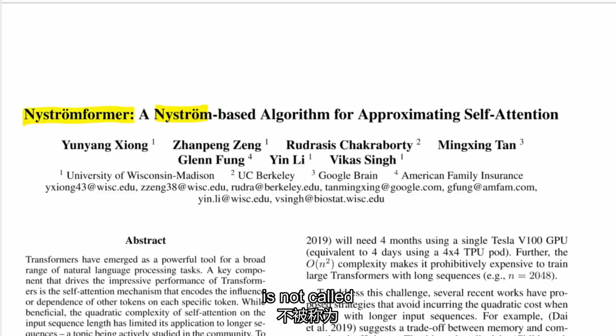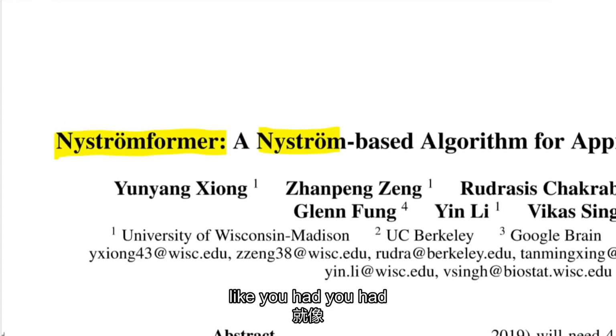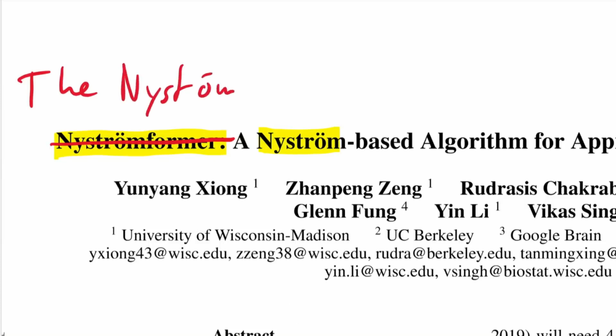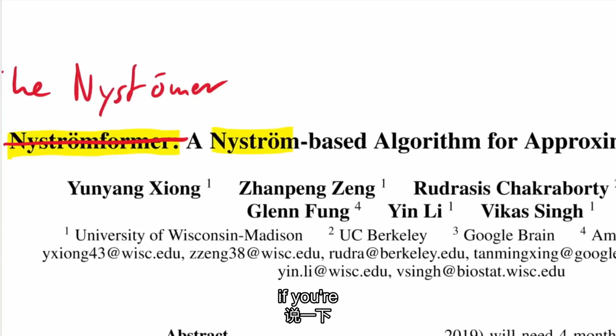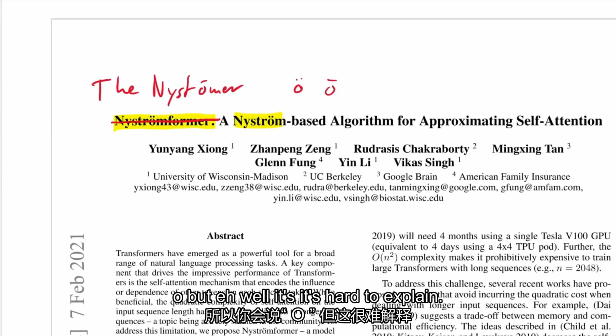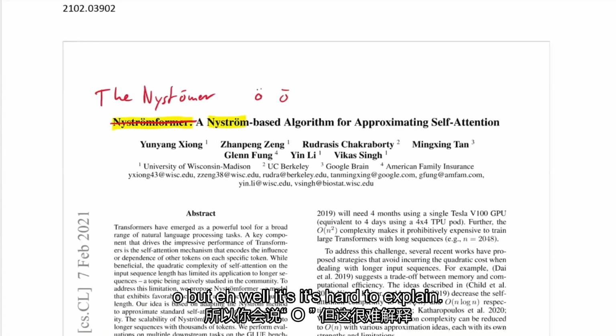And why it is not called the Nyströmer, I don't know. Like, you had the chance. So I'm officially renaming this to the Nyströmer. Okay, that's the title now. That's the model now, the Nyströmer. By the way, if you're not in any language that has this sign or this sign, it's called an Ö. So Ö, you go O, but Ö. Well, it's hard to explain.